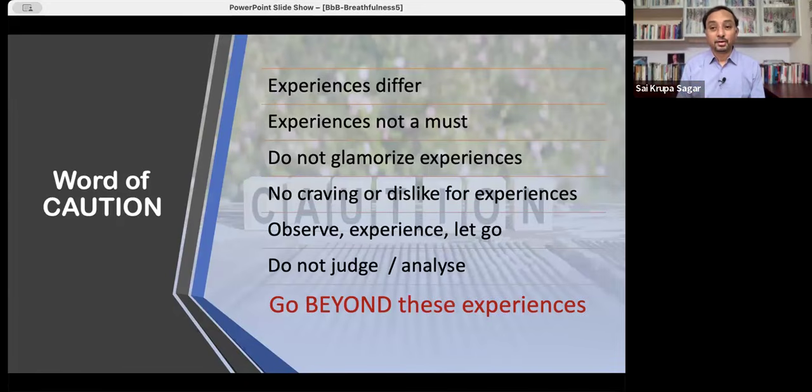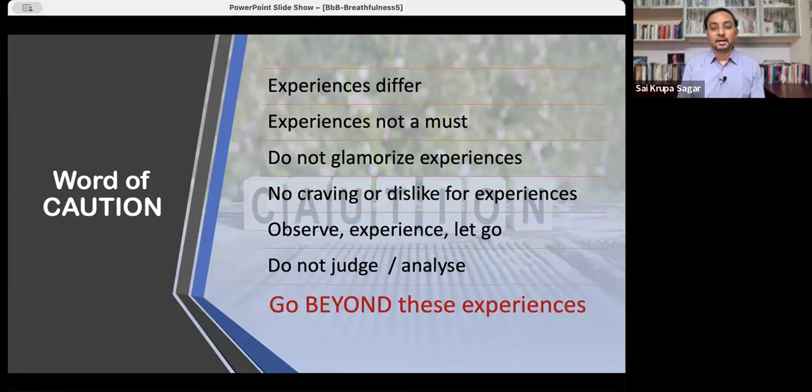Do not crave for certain experiences. Do not dislike certain experiences. That is another nature of impermanence that we will learn through meditation. No two meditations are the same. For example, yesterday meditation was wonderful, blissful, joyful. You don't sit today thinking, oh my God, I need to get that experience. Then, like Buddha says, you're craving for something, and the experiences will not come.